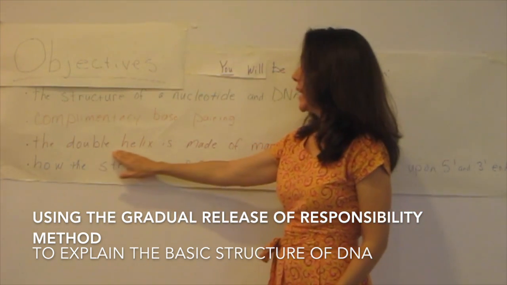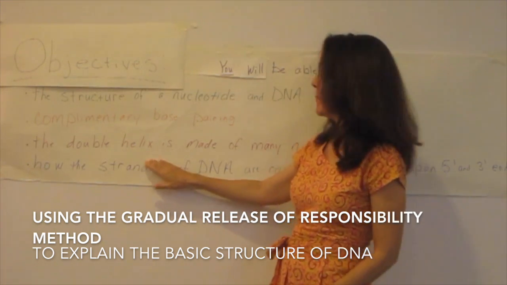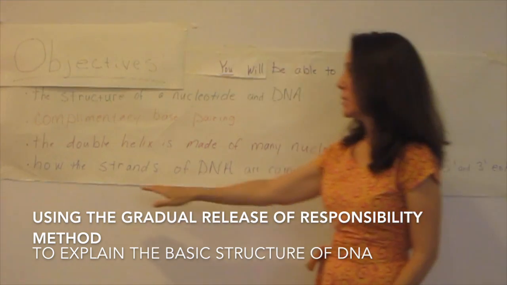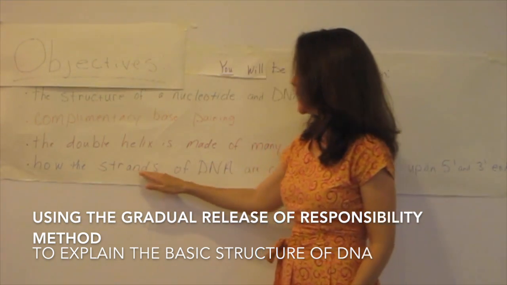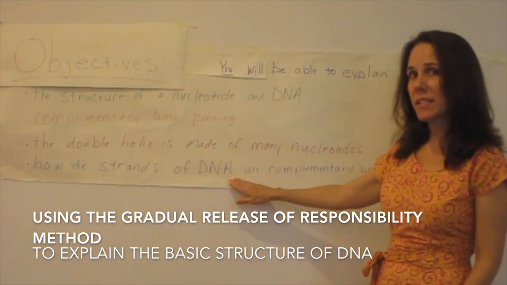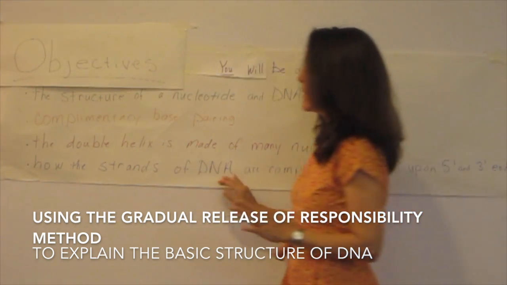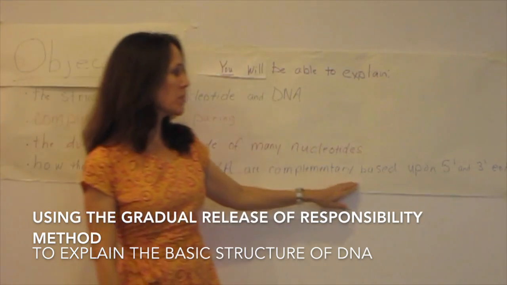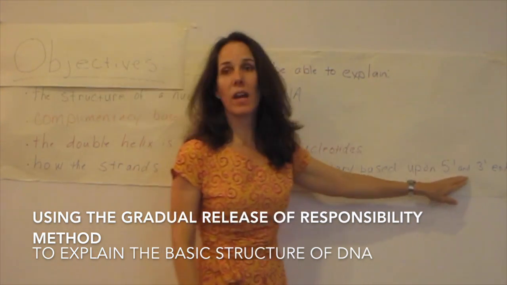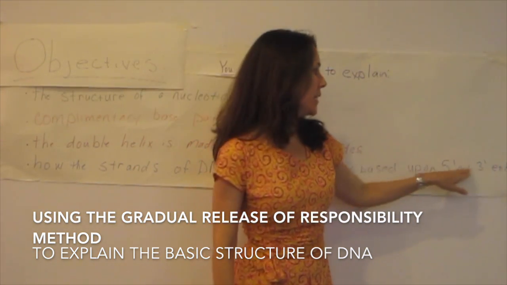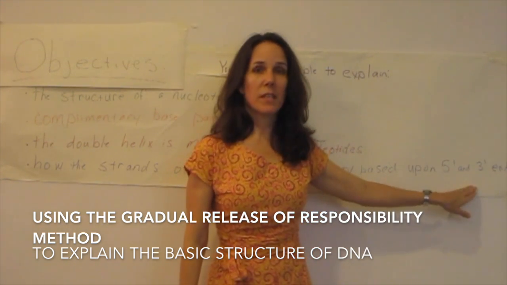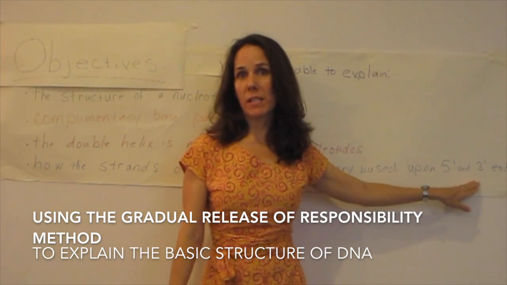You will be able to explain that the double helix of DNA is made out of many nucleotides. You will also be able to explain how the strands of DNA, there are two strands of DNA, have complementary base pairs, and you will be able to explain how these two strands are complementary based upon 5' and 3' ends. And when I say 5' and 3' ends, that's just referring to the chemical structure of DNA, which I will explain shortly.